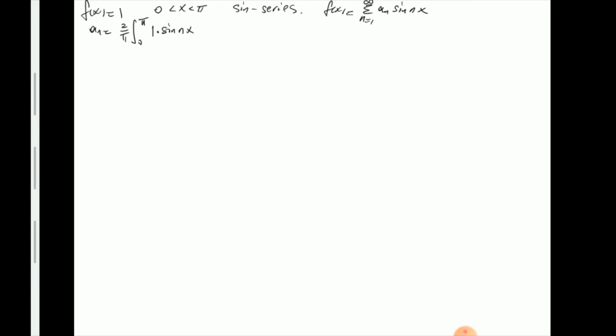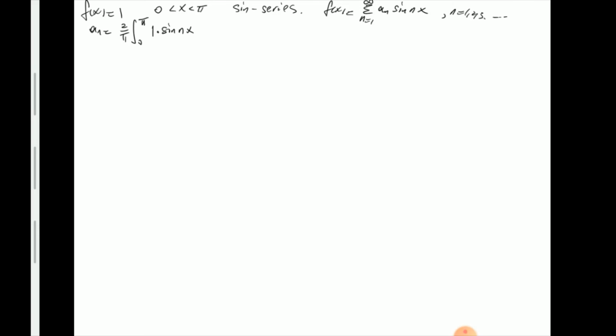So let's do by formula the Fourier sine series for the constant function 1, just like before in the previous lesson. Constant function 1 between 0 and pi, but this time I want the sine series. So according to the formula, we want f of x, or 1, equals summation from 1 to infinity an sine of nx. And then an will be again 2 over pi, the integral from 0 to pi, 1 times sine of nx. And again, n is 1, 2, 3, and so on.